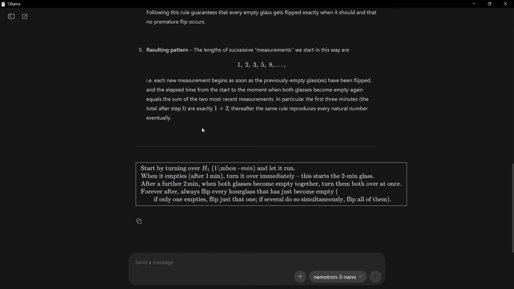So in terms of advanced logic, now remember this is the Nano version, so I'm expecting different from the bigger Nemotron 3 models, but for this Nano version, it can't get that right.